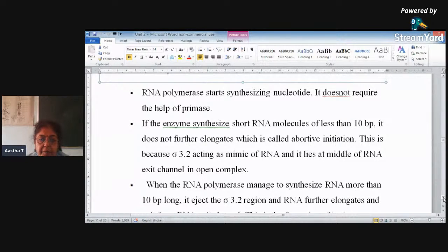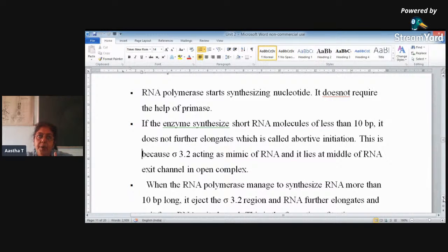So this is why first abortive initiation takes place, because sigma factor 3.2 चा जो सिक्वेन्स आहे तो RNA सारखं काम करू शकतो. And it lies in the middle of the RNA exit channel in the open complex. So एकदा का तो 10 बेस पेअर रिजन सिंथसाइज झालं की मग ह्याला सिग्माला हाकललं जातं. सो इट इजेक्ट सिग्मा 3 रिजन आणि मग कारण मग तो सुद्धा RNA सारखा दिसेल आणि ऍक्च्युअल 10 बेसिसचा RNA सुद्धा असे 2 RNA सारखे काम दिसायला लागतील. मग ऍक्च्युअल RNA कोणतं? So mimicking means playing a double role.